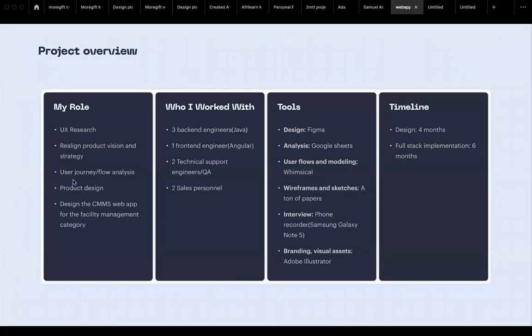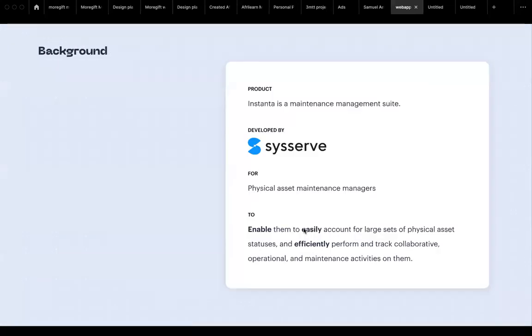My role in that project was user research. We were learning project vision and strategy, user journey flows and analysis, product design, and then designing the CMS app. I worked with 3 backend engineers, 1 front-end engineer, 2 QAs, and 2 sales personnel. We used Google Sheets for analysis, user flows and modeling, wireframes, and the interviews were by phone. This is where we're going to focus, on the interviews area.